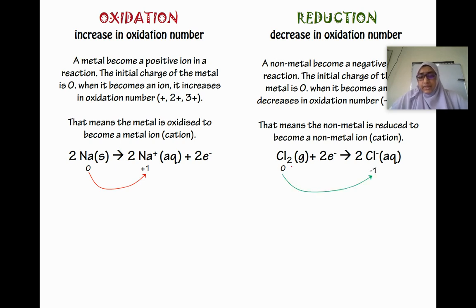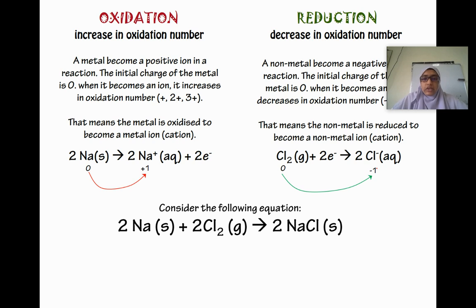But after it becomes an ion, it becomes -1. Right? So you can see from 0 to -1, there's a decrease in oxidation number. Okay? So in this case, it has been reduced. You can combine these two together and you'll get sodium plus chlorine gives you sodium chloride.